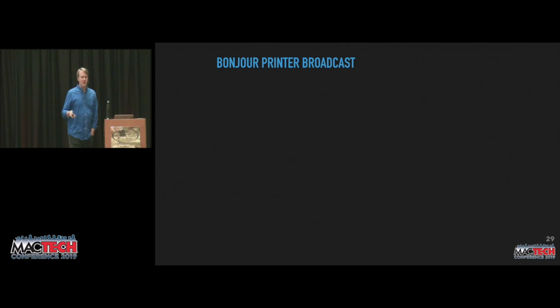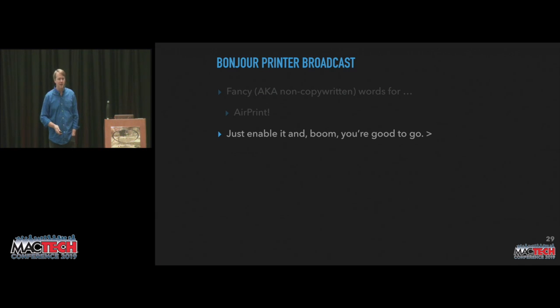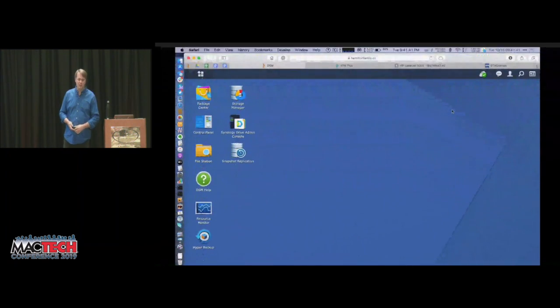One last thing I'll get to here before they bring out the hook is Bonjour printer broadcast, or fancy non-copywritten words for AirPrint. So if you have a printer, it can either be a network printer or a USB printer. You can tell your disk station about it. You enable Bonjour printer broadcast, and now your iPhone can print to that printer regardless of whether it's an AirPrint printer. It's now a network printer for everyone, and also for all your iOS devices.